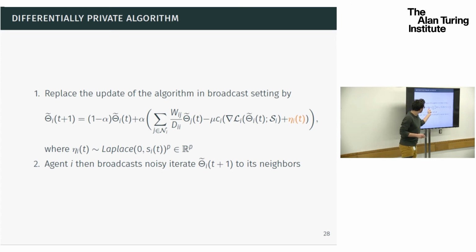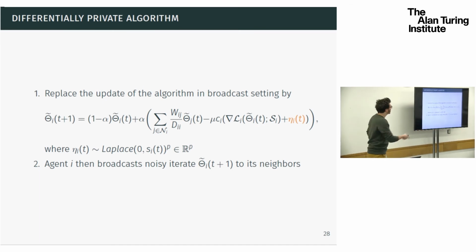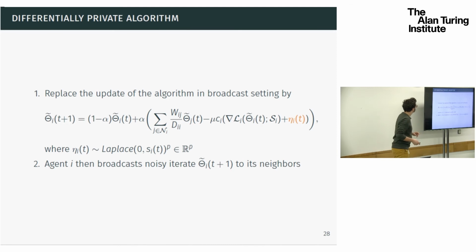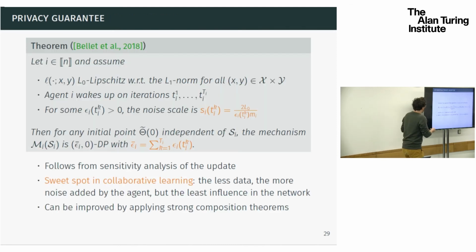So the updates now become like this. This was just the update that I used before for the broadcast algorithm. The only change is that I add this eta_i(t), where eta_i is drawn from a Laplace distribution with some scale, so variance s_i(t). I'm going to allow those scales to be different depending on the iteration, for full generality. Then this gives a noisy iterate, and this is the thing that I broadcast to my neighbors. So this is really the same algorithm as before, except for this noise addition.